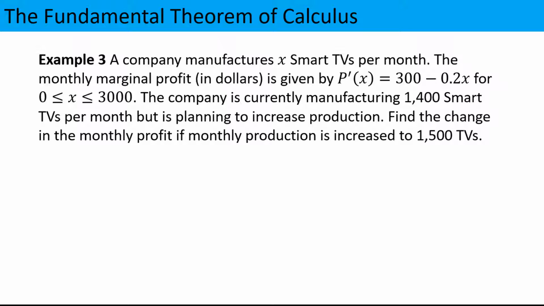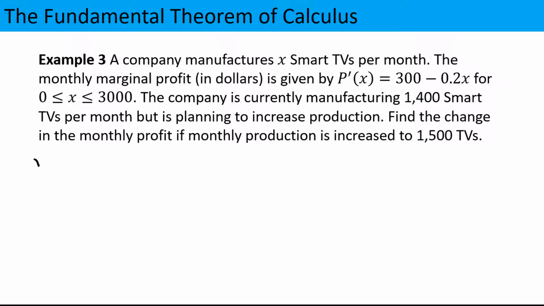A company manufactures x smart TVs per month. The monthly marginal profit in dollars is given by P prime of x equals 300 minus 0.2x for x between 0 and 3,000 inclusive. The company is currently manufacturing 1,400 smart TVs per month, but is planning to increase production. Find the change in the monthly profit if monthly production is increased to 1,500 TVs.